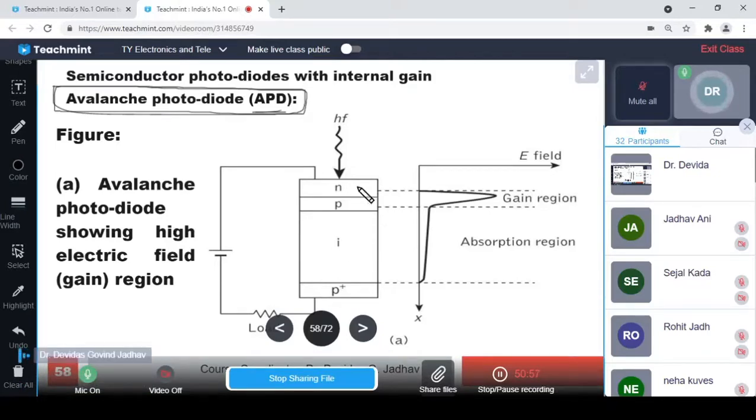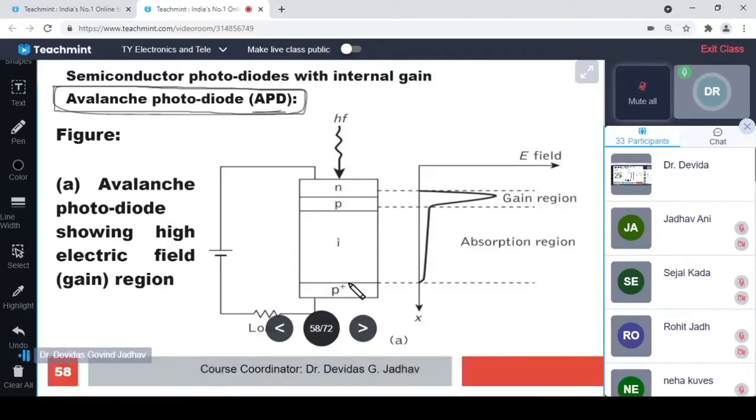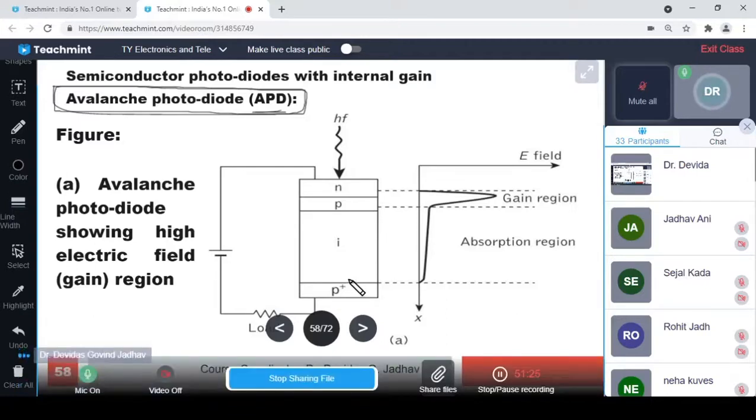In case of PIN, N is on one side, P is on the other side, and in between N and P there is a large width of depletion layer, the intrinsic layer. So the intrinsic layer is sandwiched between the N and P layer, and the intrinsic layer is a part of the junction. Now where is the junction? Junction is here. PN junction is separate, and intrinsic area is separate.